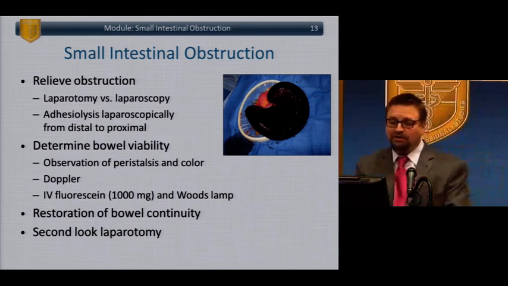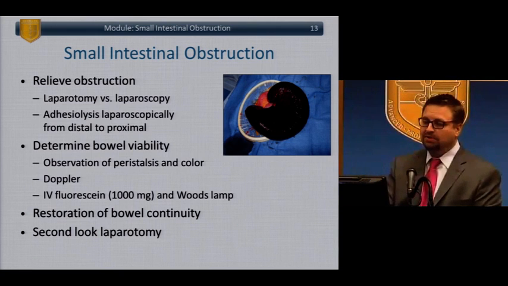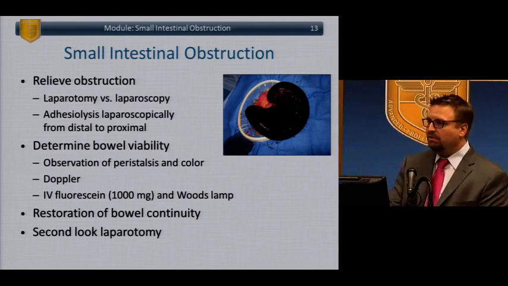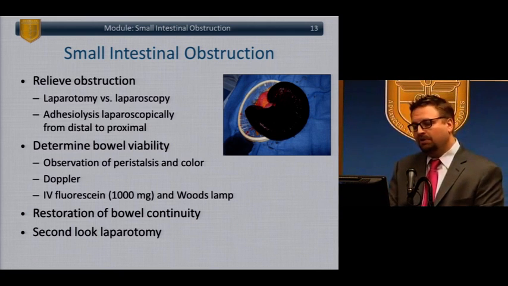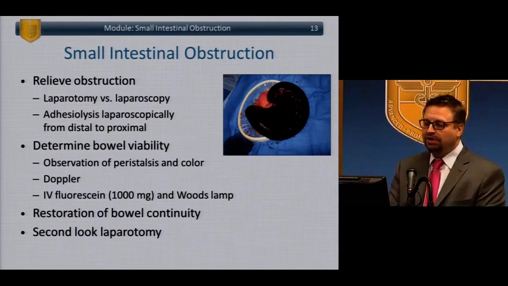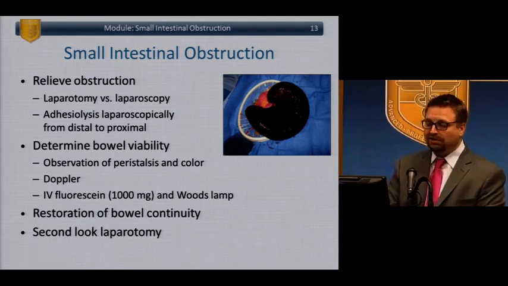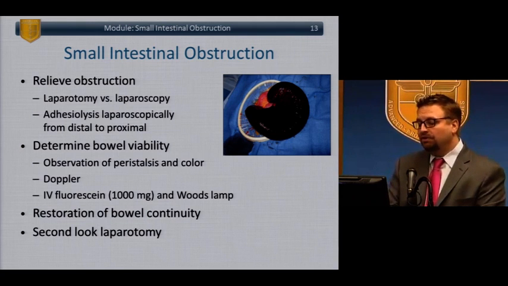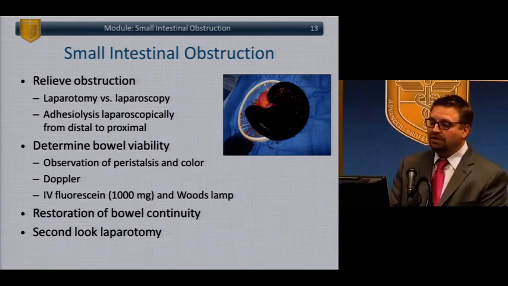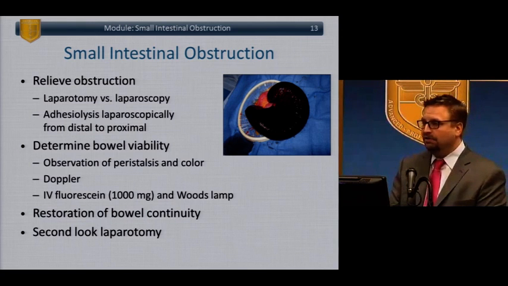In the picture you see here, this bowel is clearly dead and needs to be resected. But it's not uncommon to have questions about how you can determine whether bowel needs to be resected or not. And so direct observation, looking at the color, observing for peristalsis, using a Doppler to evaluate the blood flow, or the old-fashioned Woods lamp and fluorescein to give you sort of a poor man's angiogram to see if there is reasonable flow.